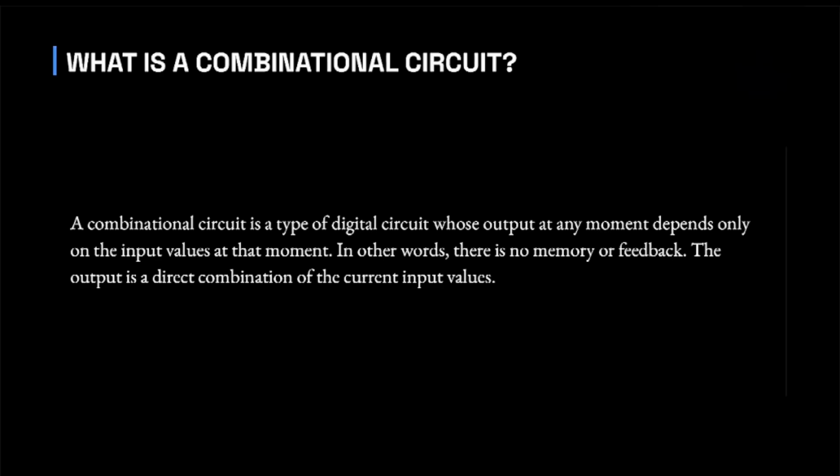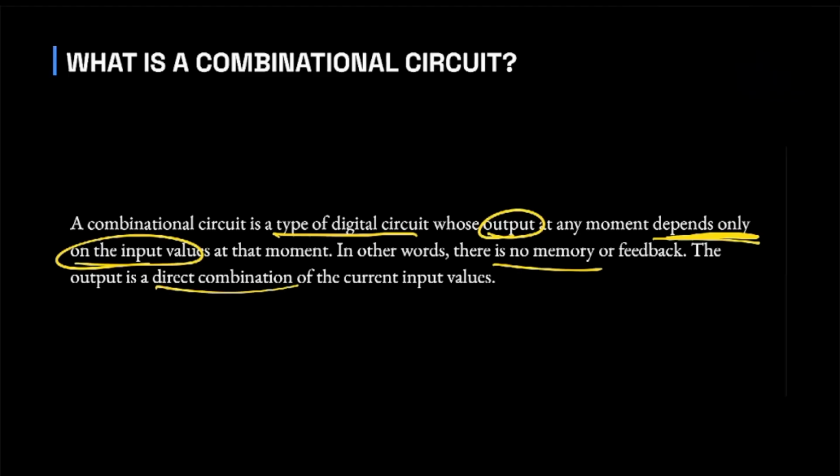By definition, a combinational circuit is a type of digital circuit whose output at any moment depends only on the input values at the moment. In other words, there is no memory or feedback, and the output is a direct combination of the current input values. Exactly what we saw in the calculator example as well.